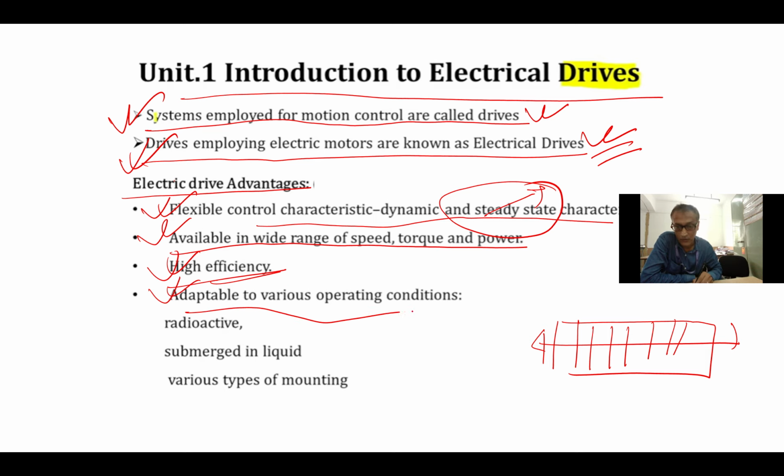Adaptability to various conditions: radioactive, submerged liquid, and various types of mounting. Look here, submerged liquid, because in case of the electrical system, no liquid portion will be considered here. So this is another beauty of electrical drives control. But in case of the mechanical system, with radioactive elements, it is much more difficult. So that's why it is much tougher with respect to the electrical system, for the mechanical drive system, you have to control.